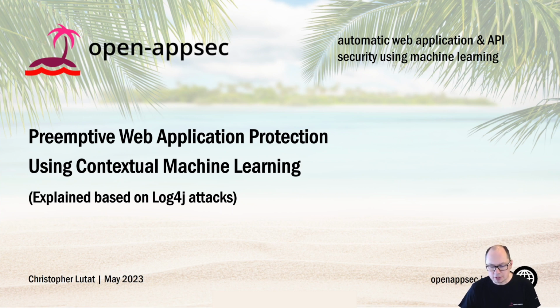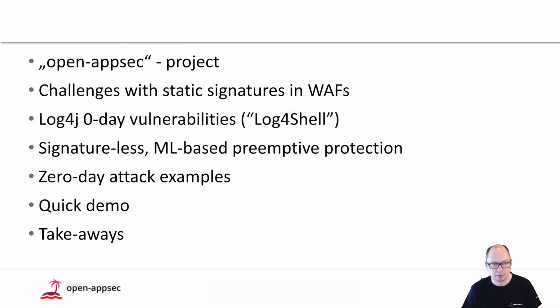I will use the well-known Log4j vulnerability series as specific examples, which recently caused a lot of harm to businesses worldwide, to show the inner mechanics of the contextual machine learning engine of open-appsec.